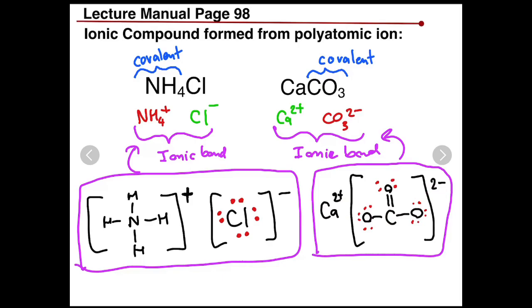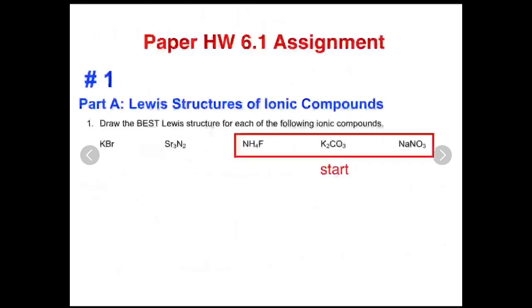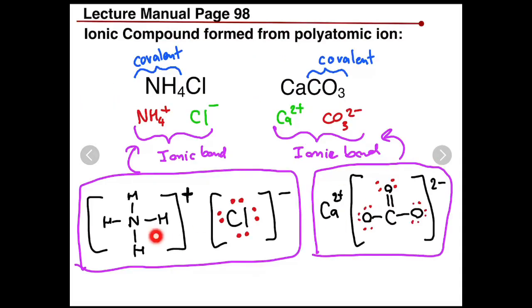Okay, up until this point, you should be able to go back to homework number 1, part A, and start working on the Lewis structures of those ionic compounds. Again, these ionic compounds contain polyatomic ions, which means that you will need to make sure that you know the structure of those polyatomic ions first before you put them together as the ionic compound. Similar to this example that I give here.